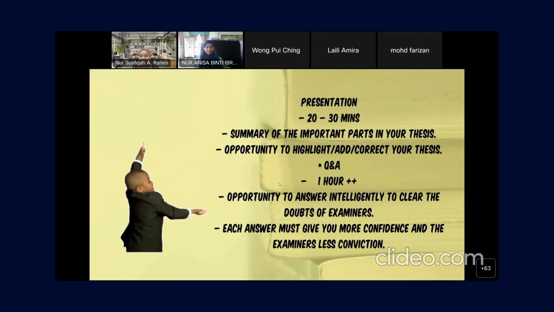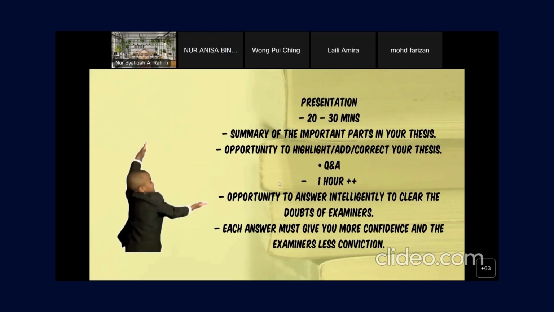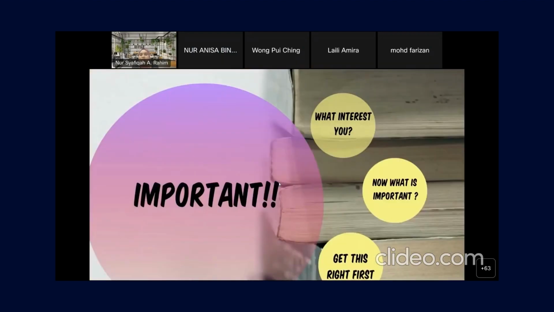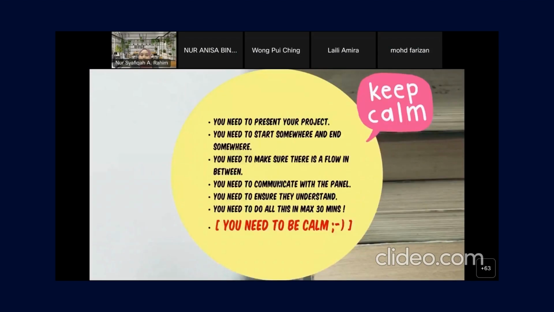All right, and then the important thing as well, this is the opportunity for you to answer intelligently, to ensure that the examiners have no doubt about you. Each answer must give you more confidence and the examiners less conviction, obviously. All right, guys, another important thing is that, obviously, keep calm. This one is also the keyword for today.